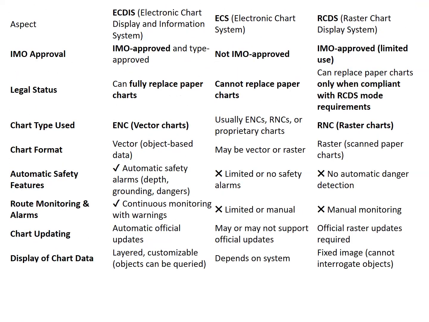This table compares ECDIS, ECS, and RCDS. ECDIS is IMO approved, can fully replace paper charts, and uses vector charts with automatic safety features. ECS is not IMO approved and cannot replace paper charts, while RCDS can only replace paper charts when compliant with specific requirements.